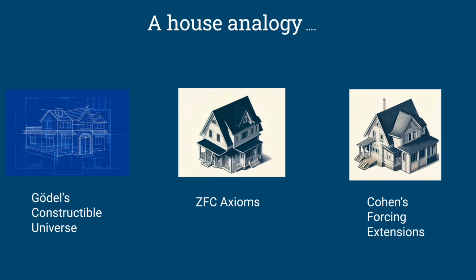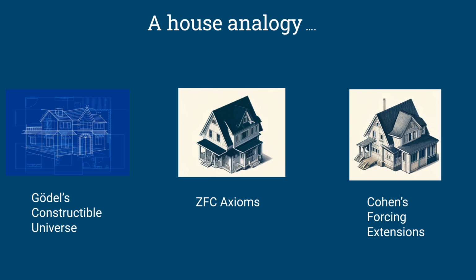So if we imagine the CFC axioms as a nice house in the center, we can picture Gödel's constructive universe as the architect's blueprint, which is like a carefully detailed and precise plan where every part has a specific place and role, mirroring the way the constructible universe L contains sets that are strictly definable and necessary. In this framework, it was easier for Gödel to demonstrate the consistency of CH.